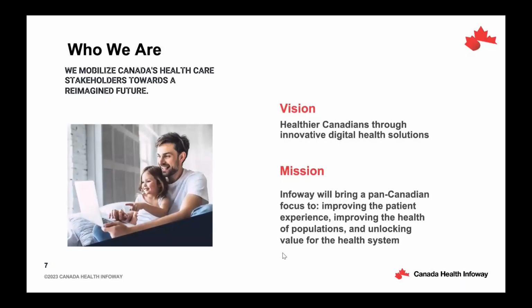So what is our vision and our mission to achieve our mandate? At Infoway, we want to ensure that all Canadians have equitable access to excellent healthcare and health information. We believe that a more connected and collaborative system is a healthier system. Our mission is to inspire, inform, and mobilize Canada's healthcare stakeholders towards a shared and reimagined future where digital health helps create a better and more connected experience with the patient at its heart.